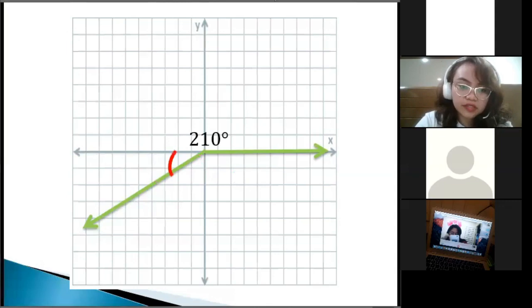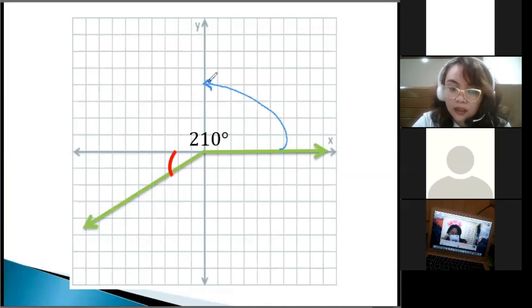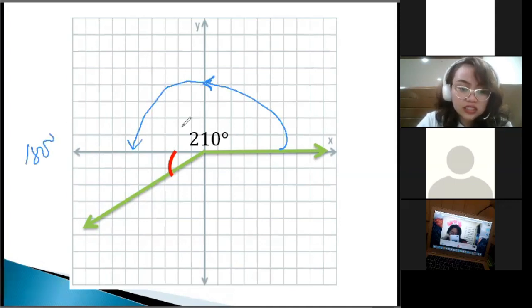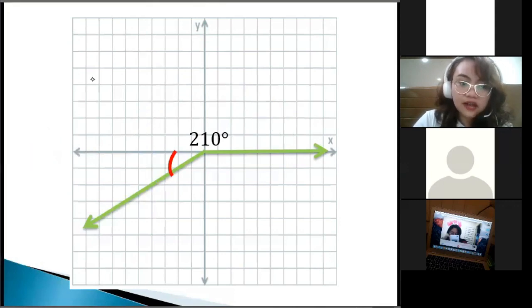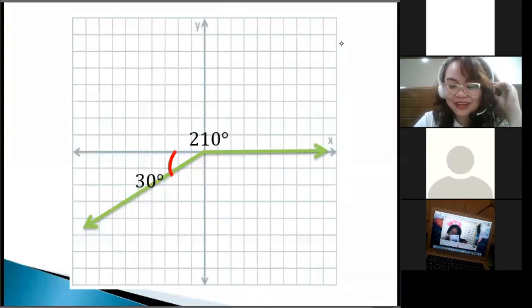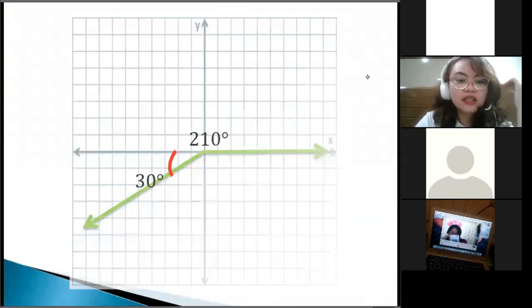How do you know the measurement? Let's draw your arrow. Starting from your initial side up to here, that's already 90 degrees, right? And then from here to here, that is 180 degrees. Your angle is 210, so how much is left of 210 from 180? You've already used up 180 degrees, but you still have a few degrees remaining for your angle. So the answer would be 210 minus 180, which gives 30 degrees as your reference angle. Alright, very good. One last example.